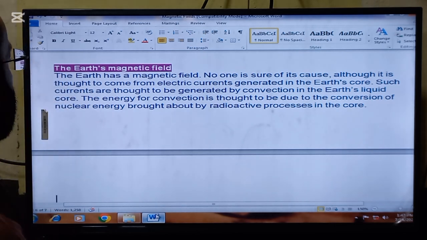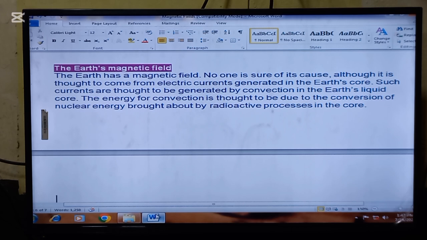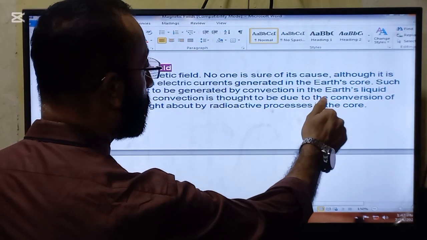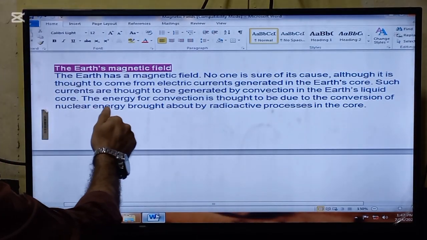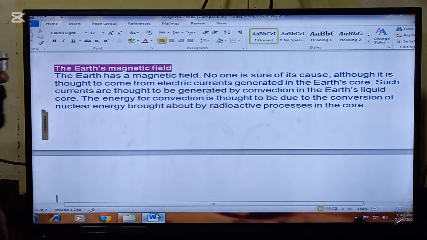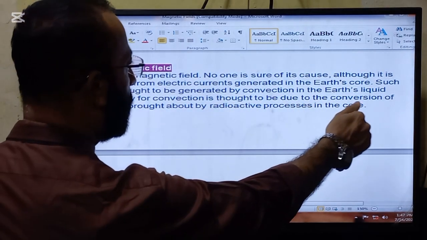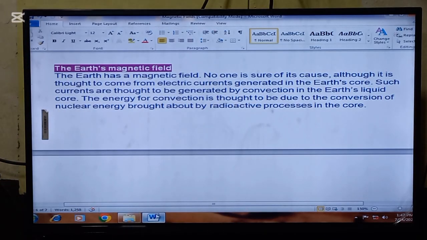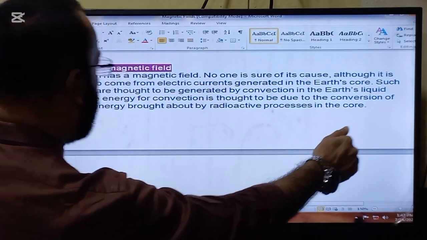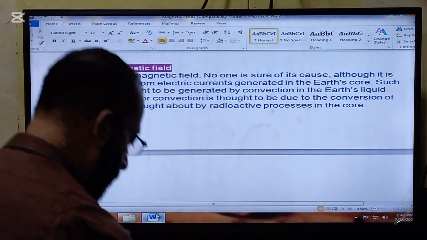The next thing that we are going to read in the lecture is the Earth's magnetic field. The Earth has a magnetic field. No one is sure of its cause, although it is thought to come from electric current generated in the Earth's core. Such currents are thought to be generated by convection in the Earth's liquid core. The energy for convection is thought to be due to the conversion of nuclear energy brought about by radioactive processes in the core.